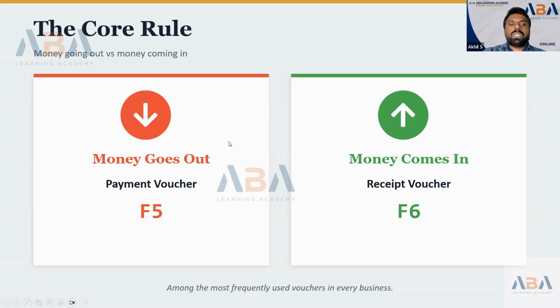So this is the purpose, the core role of payment voucher and receipt voucher. Money going out versus money coming in. That is payment versus receipt. F5 versus F6. That is the meaning of payment voucher and receipt voucher. If money goes out from our hand, we have to use payment voucher. And if we are receiving money, if money comes into our business, we have to use receipt voucher. You should not mix these up.